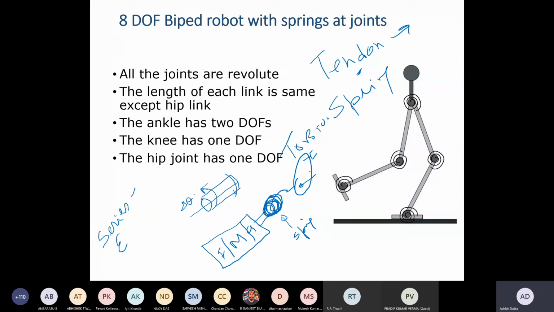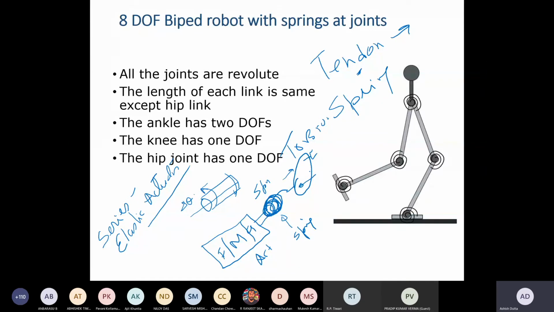These are topics which are very important these days because a lot of people are working on them in research. Series elastic actuators. What a series elastic actuator is, it is something like this. There is an actuator which is a motor, then there is a spring, and then there is the link, and they are connected in series like the way I have drawn it.